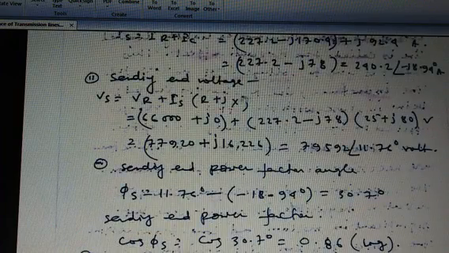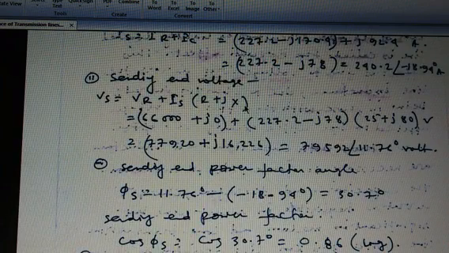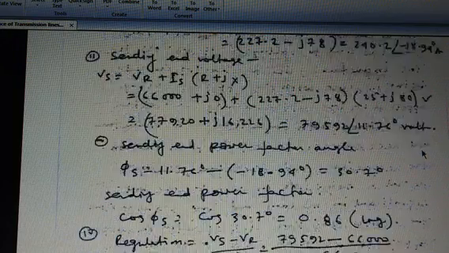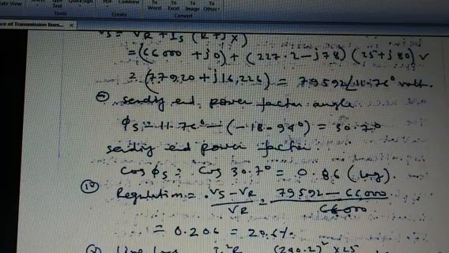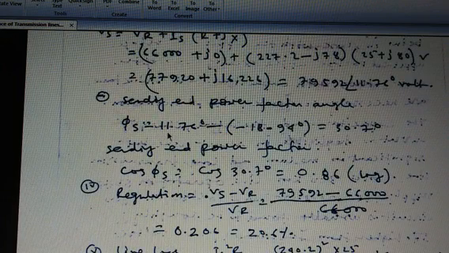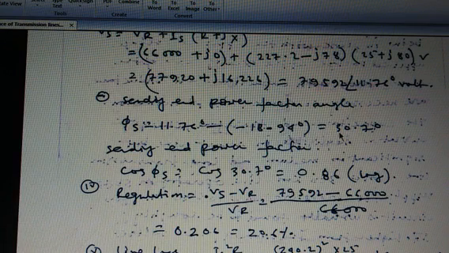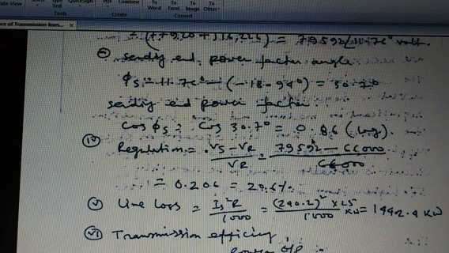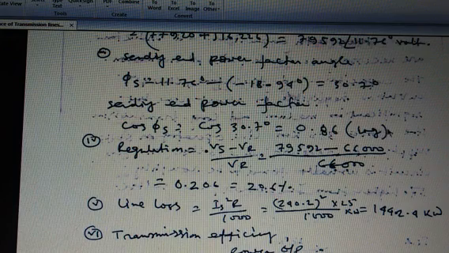Now the sending end voltage Vs equals VR plus Is into (R + jX). If we put in the values of these parameters, then the result is that Vs equals 79592 at an angle of 11.76 degree volt. Now the sending end power factor angle phi s equals 11.76 degree minus (-18.94 degree), that is equal to 30.7 degree. The sending end power factor cos phi s equals cos 30.7 degree, so that is equal to 0.86 lagging.